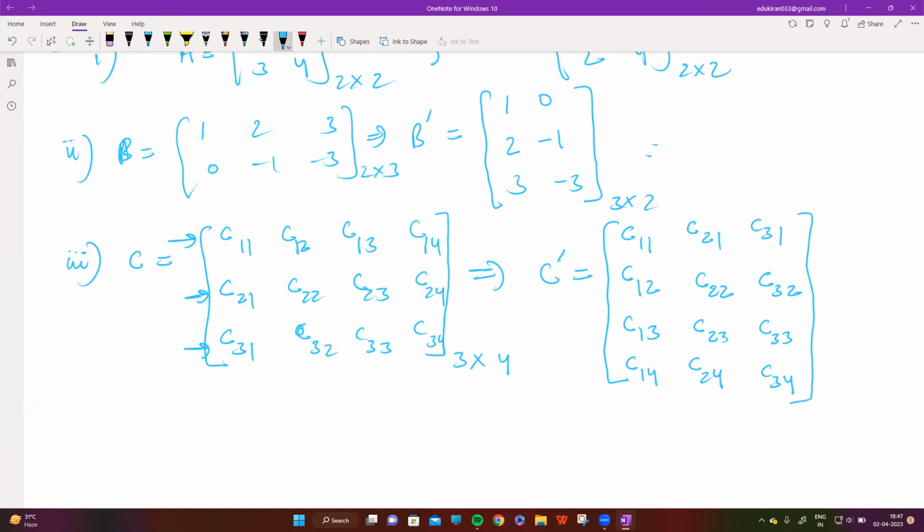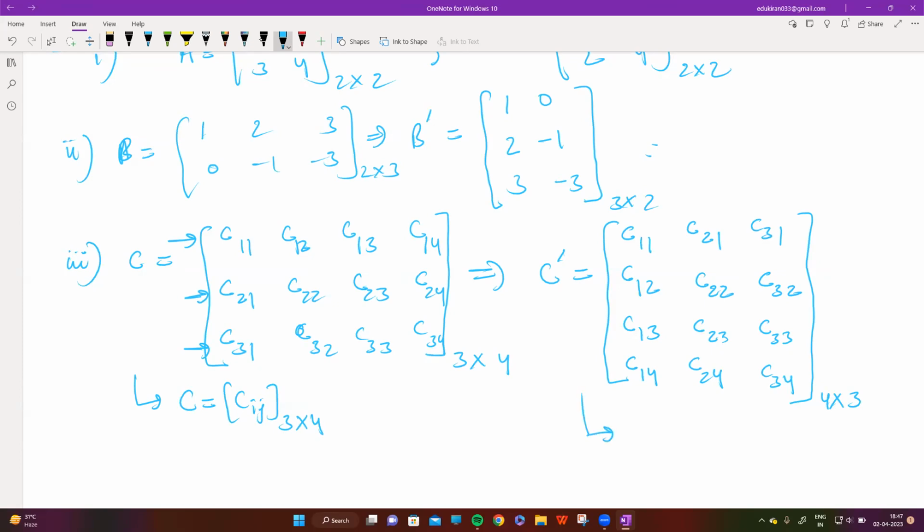Now, the order of this is 4 cross 3. Now you can see, if you are writing this matrix as Cij, with 3 cross 4, you put i equals 1, you get 4 values for j: 1, 2, 3, 4. So C11, C12, C13, C14. Then you put i equals 2: C21, C22, C23, C24. Then you put i equals 3 in this: C31, C32, C33, C34, right?